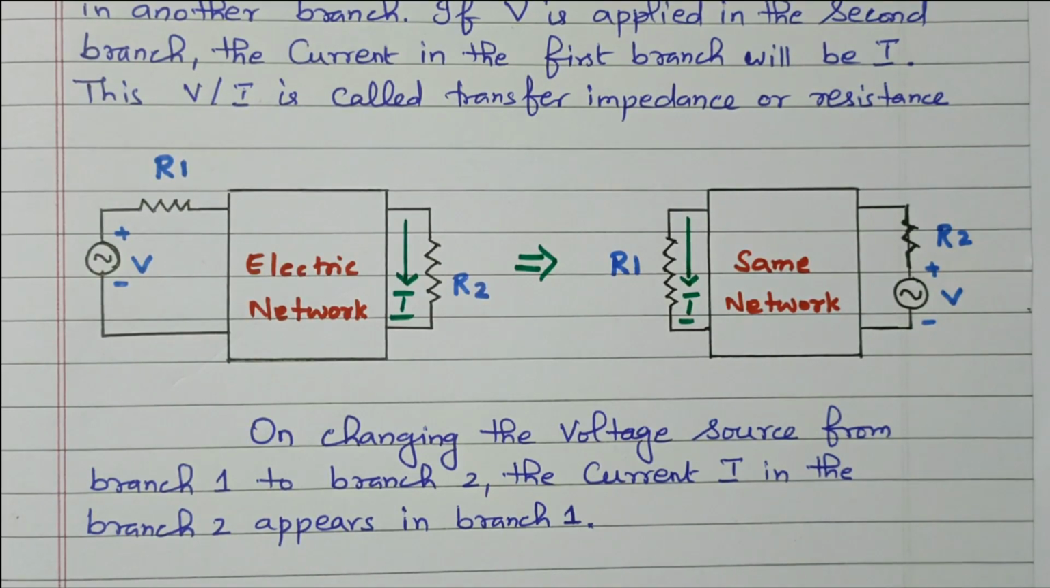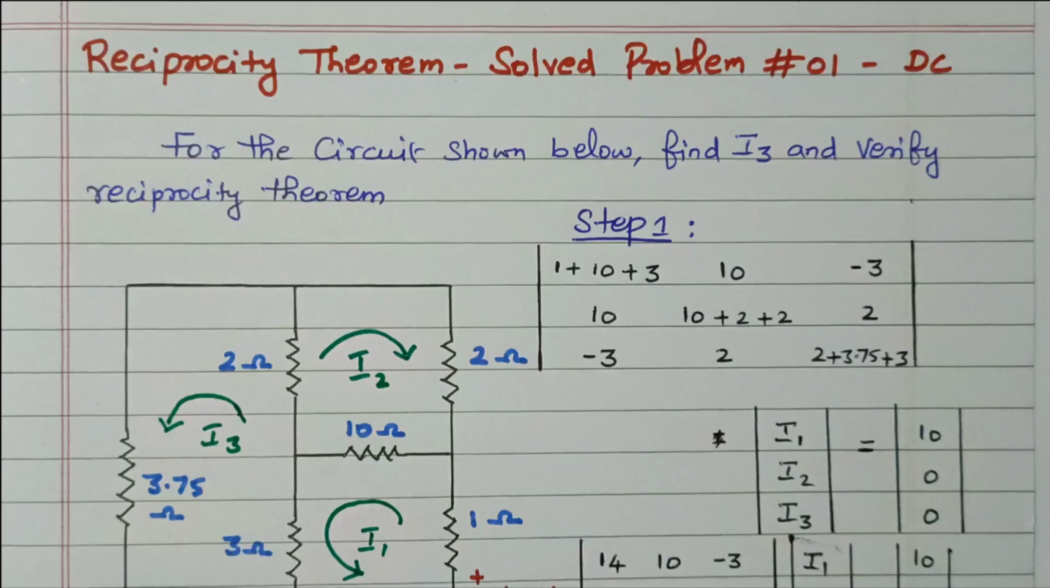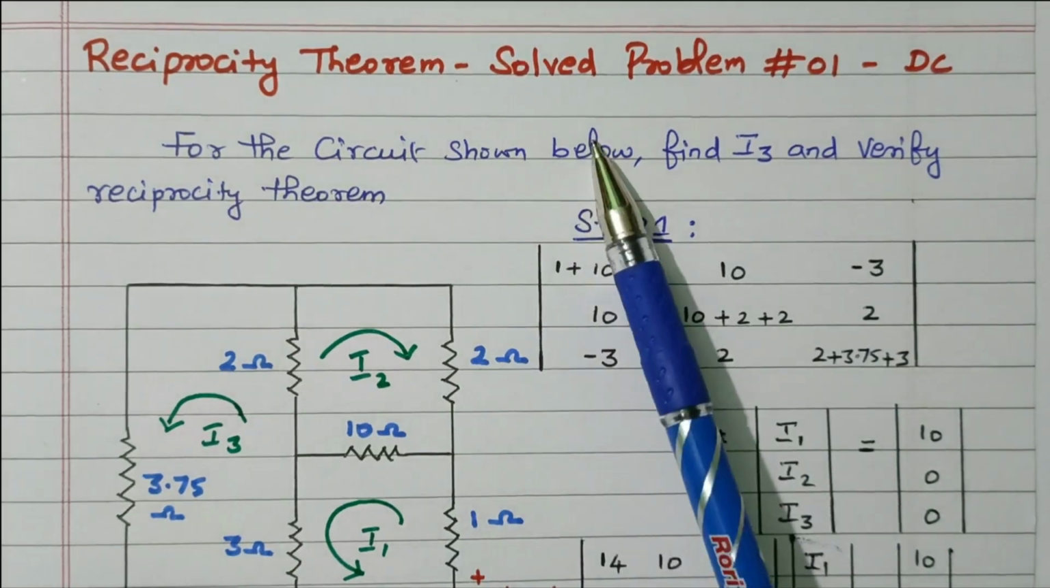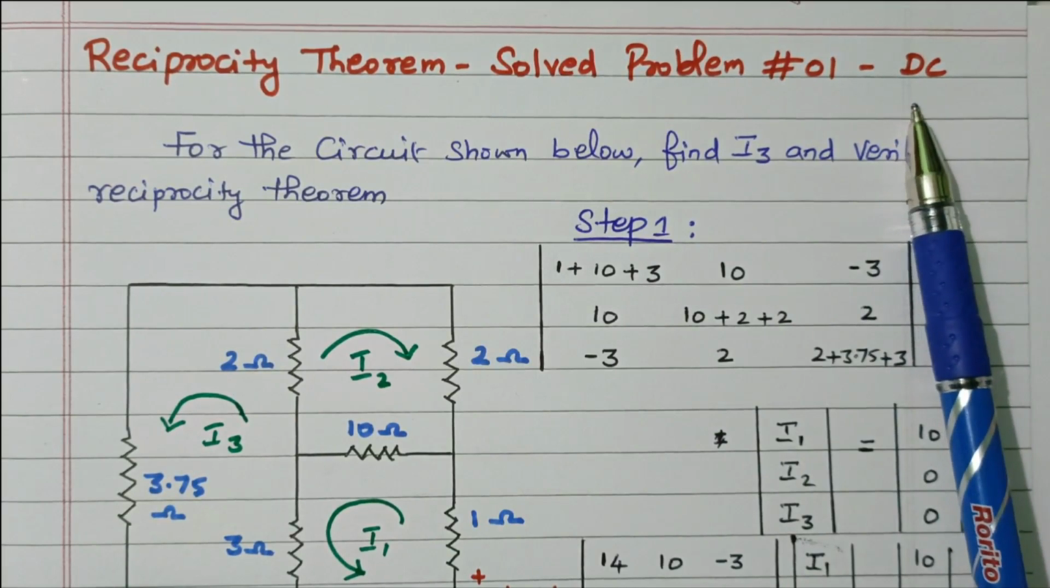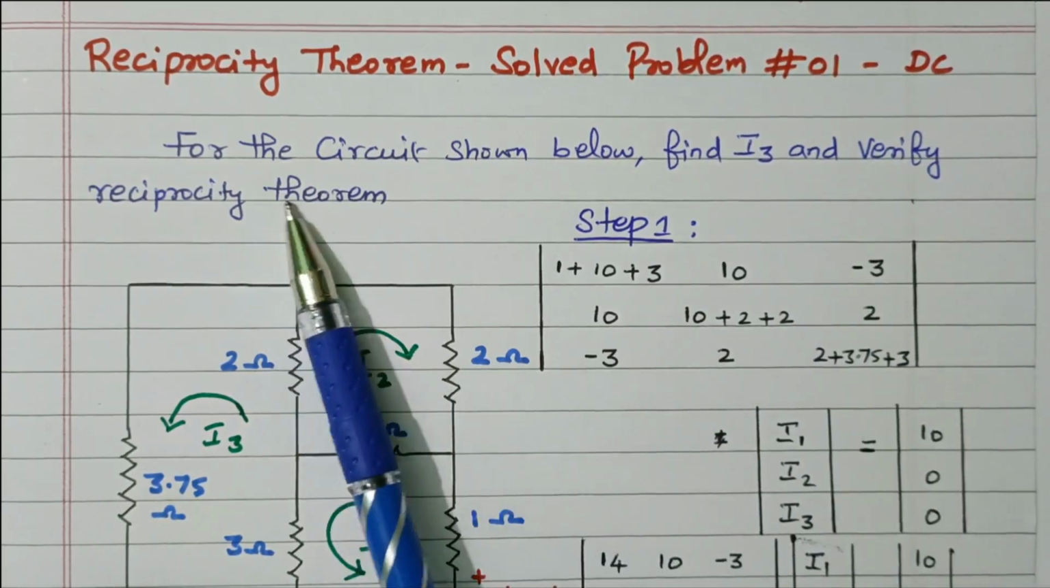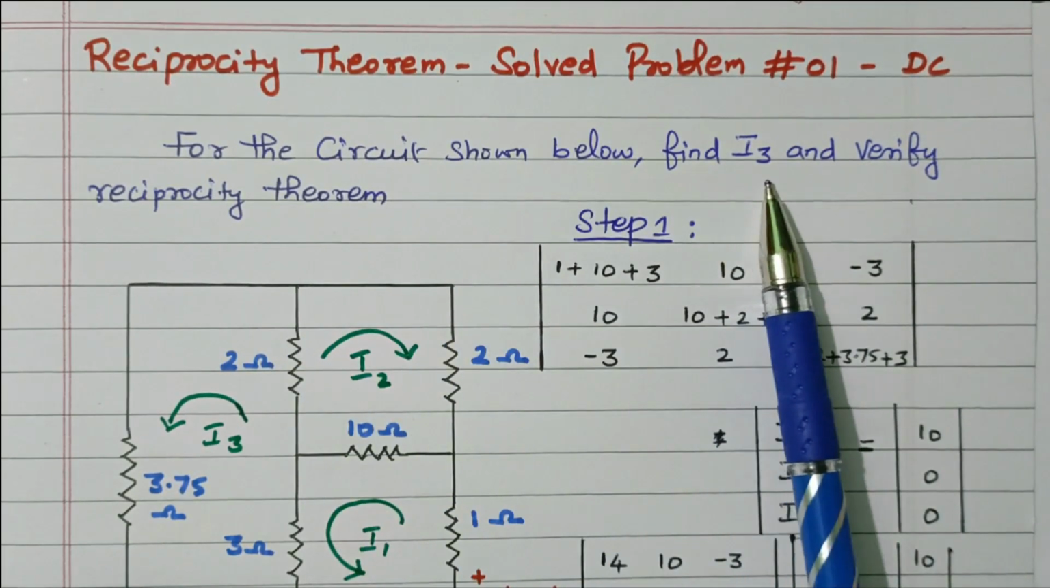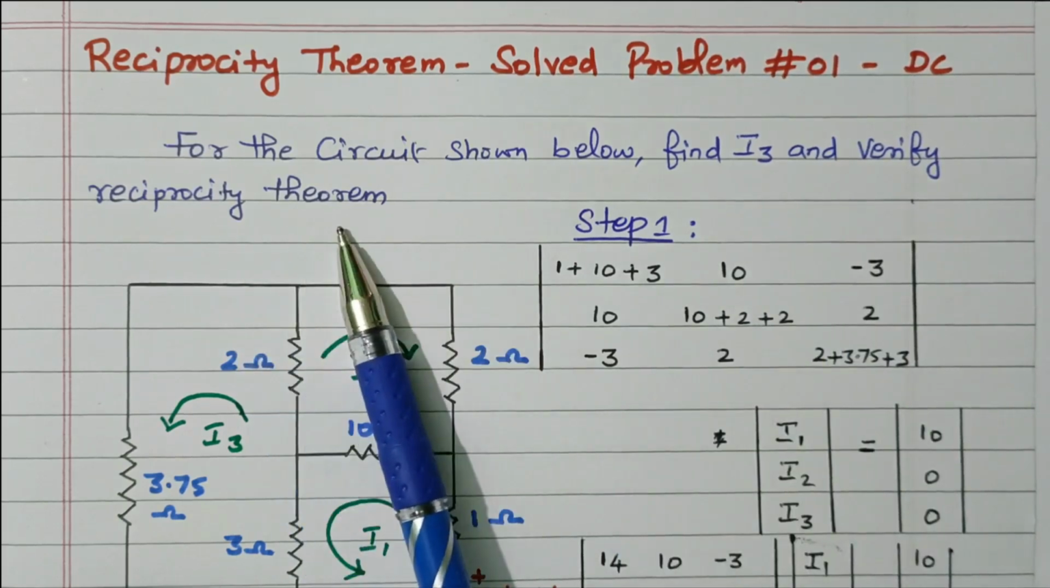Now we'll see one solved problem. This solved problem, based on the reciprocity theorem, contains a DC circuit with DC elements. For the circuit shown below, find I3 and verify the reciprocity theorem.